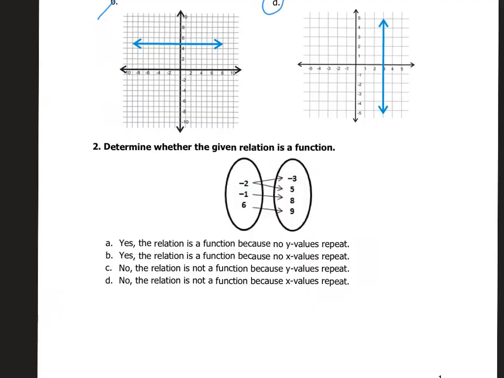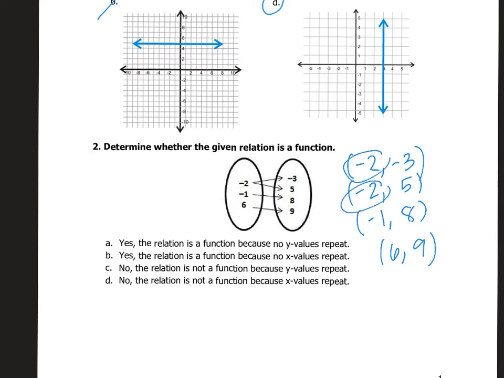All right, for number 2, this is a mapping example. And something is not a function, again, if the x value repeats. So if we were to write this as ordered pairs, maybe this would help you a bit. -2 is used twice. It's used with the y value -3, and then it's also used with the +5. You see that -2 is used twice, and since it's an x value, this cannot be a function, and that is because x values repeat. So the correct answer would be D.